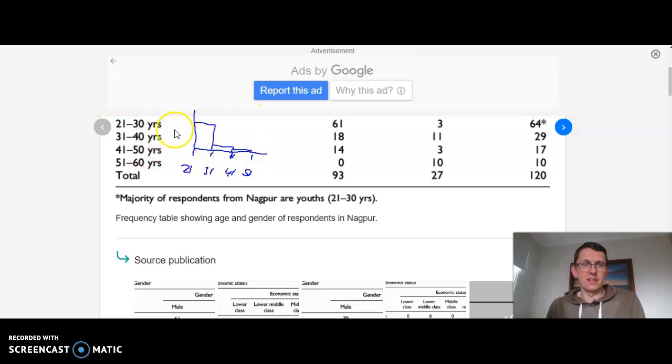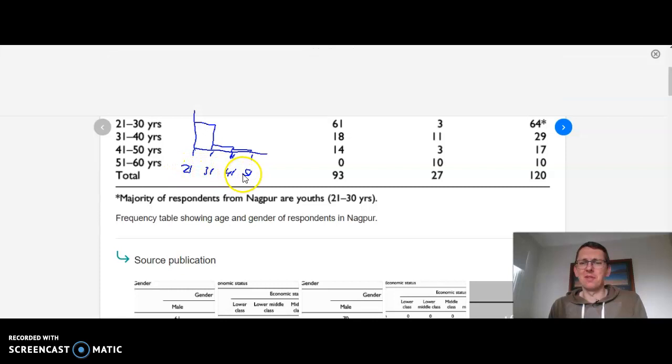Because if you did a histogram of this one, it would look really silly. Here's a little sketch that I did, just showing how the histogram would look silly. Obviously down the bottom, starting at 21, 31, 41, 51, doesn't really look too good. So that's why I wouldn't do that.